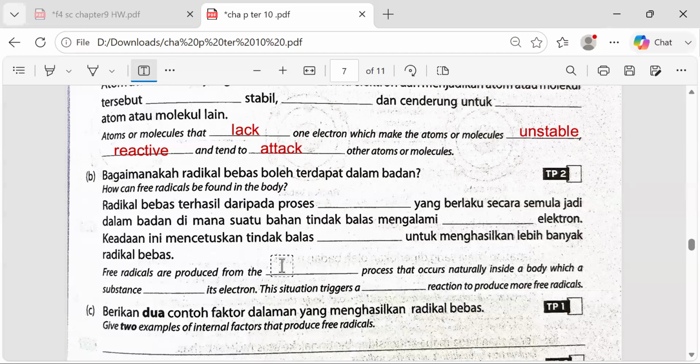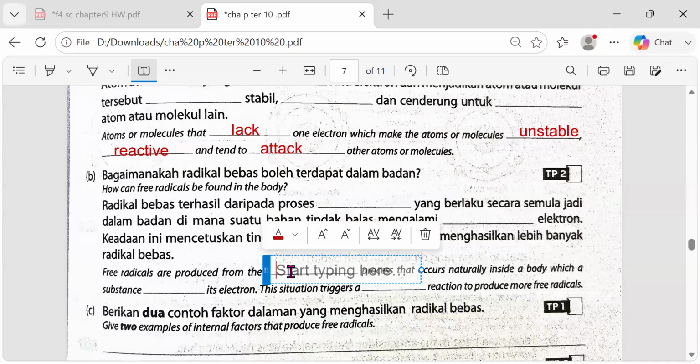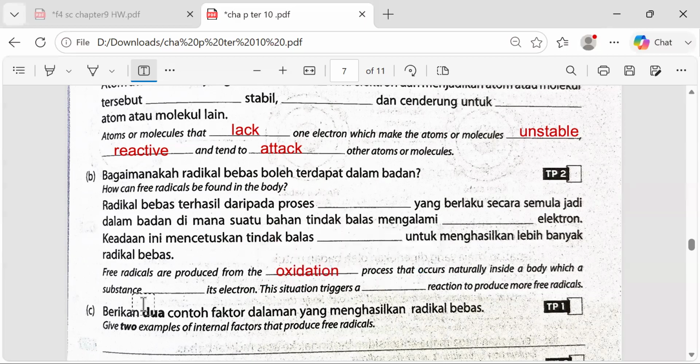Free radicals are produced from the oxidation process that occurs naturally inside the body, in which a substance loses its electron. This situation triggers a chain reaction. Do you know what a chain reaction is? It's not just one free radical. That one will then become more and more free radicals.